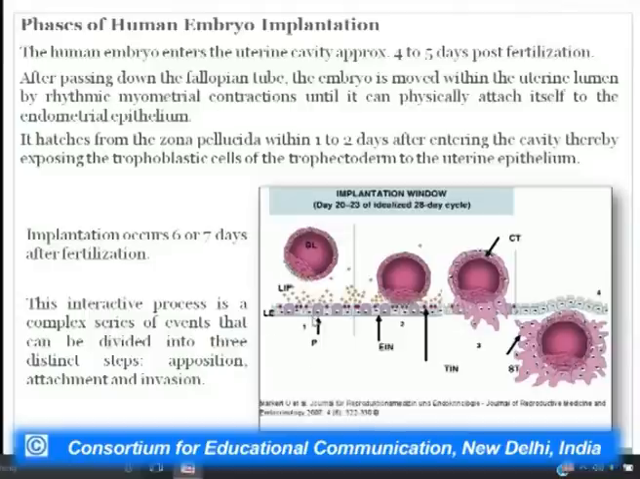We will see the apposition, where basically the blastocyst orients itself and just lies next to the uterine epithelium. The attachment, when it actually attaches to the endometrial wall, and then invasion, when the growing trophoblast invades the maternal endometrial wall and gets inside the endometrial epithelium, and the epithelium actually grows over it, and then it is said to be implanted and the growth occurs. So, we will talk about these 3 phases: the apposition, the attachment and the invasion part.